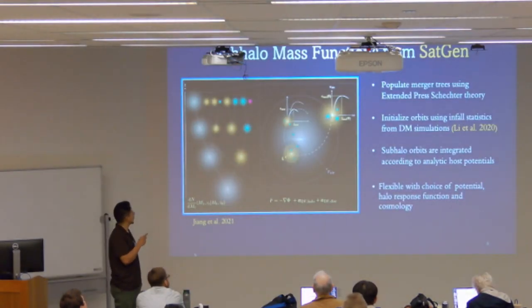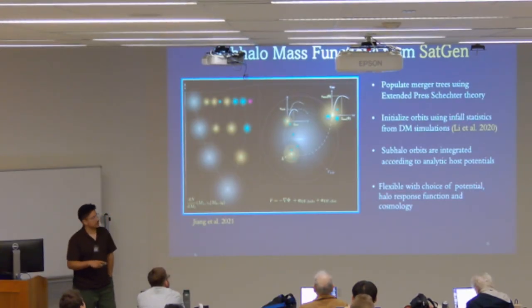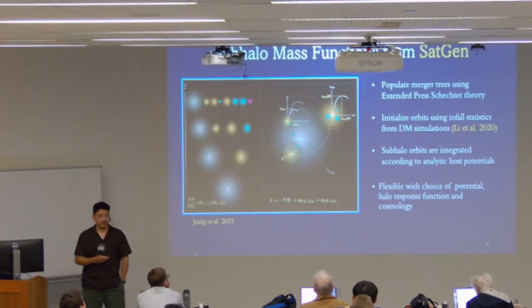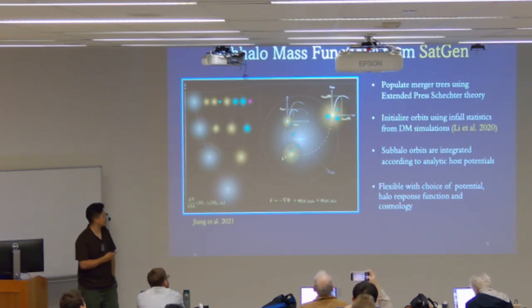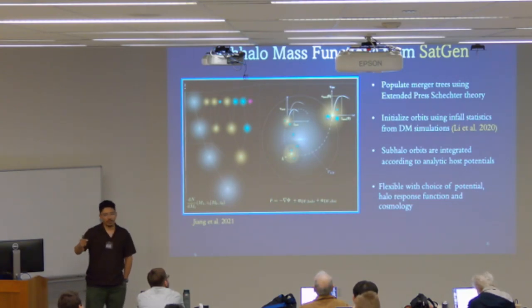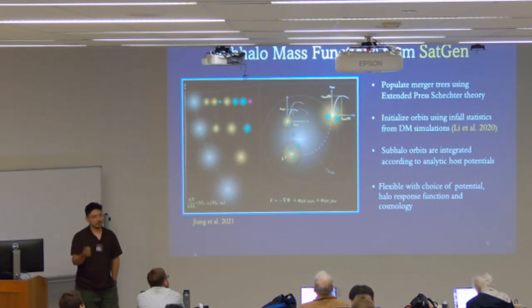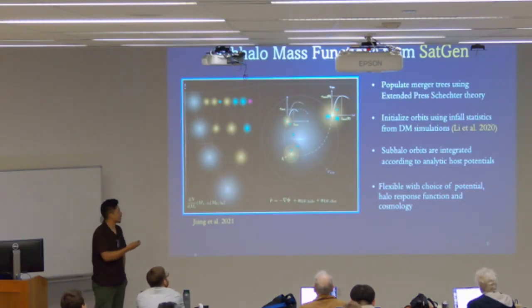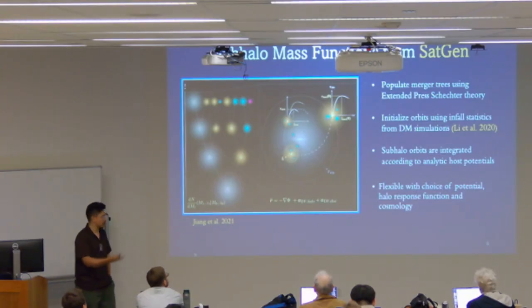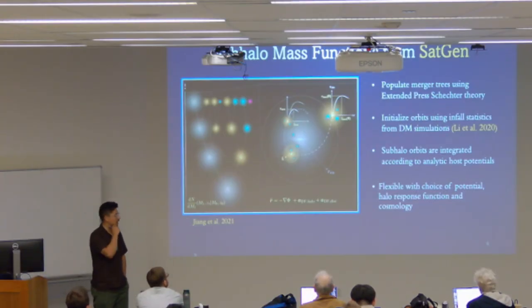In particular, what we use to get our subhalo mass function is what we call SatGen. It's work that Arthur developed as a graduate student at Yale, and the whole point is to populate merger trees using extended Press-Schechter theory. You then initialize the orbit of these subhalos using statistics from a dark matter simulation. You evolve those orbits in an analytic potential, so you don't run into any numerical resolution artifacts. And the whole point of it being a semi-analytic model is that it's flexible with your choice of potential, halo response, even the cosmology. But most importantly, I think, it's incredibly fast.